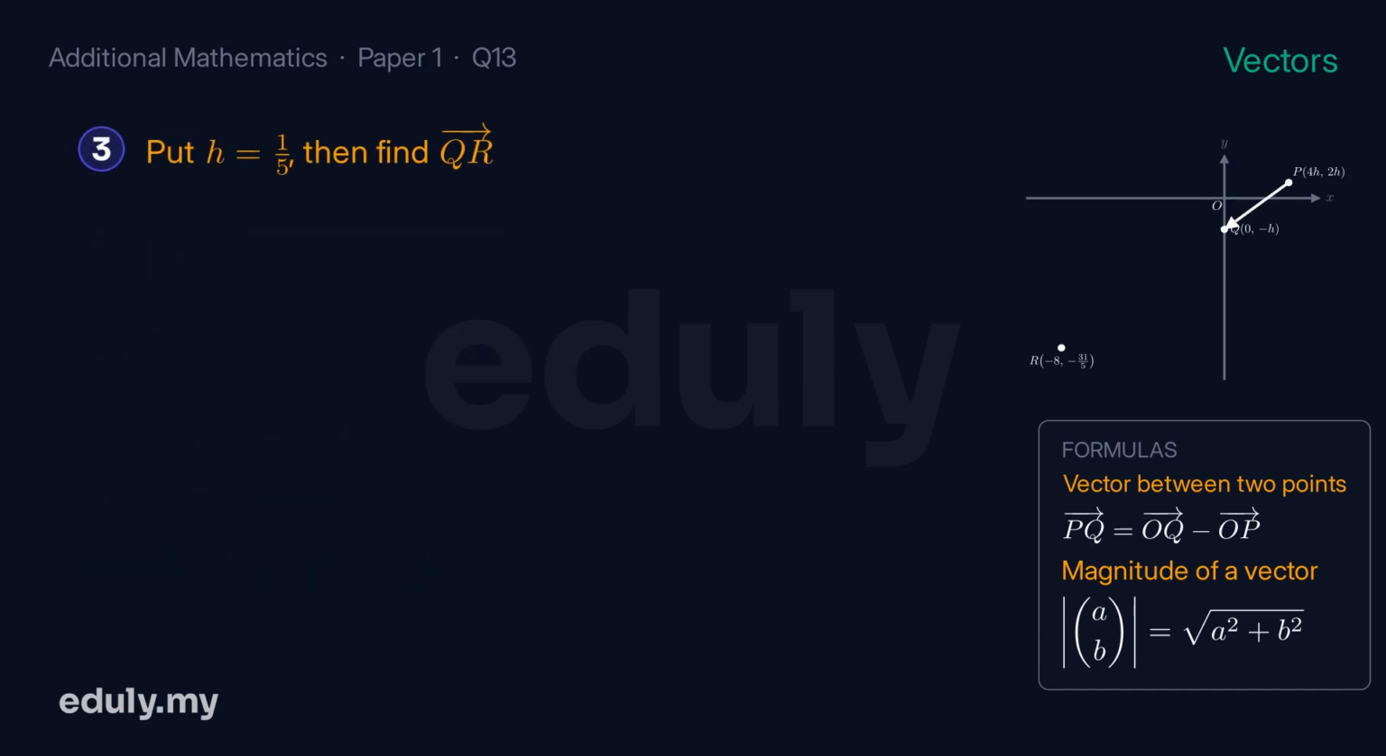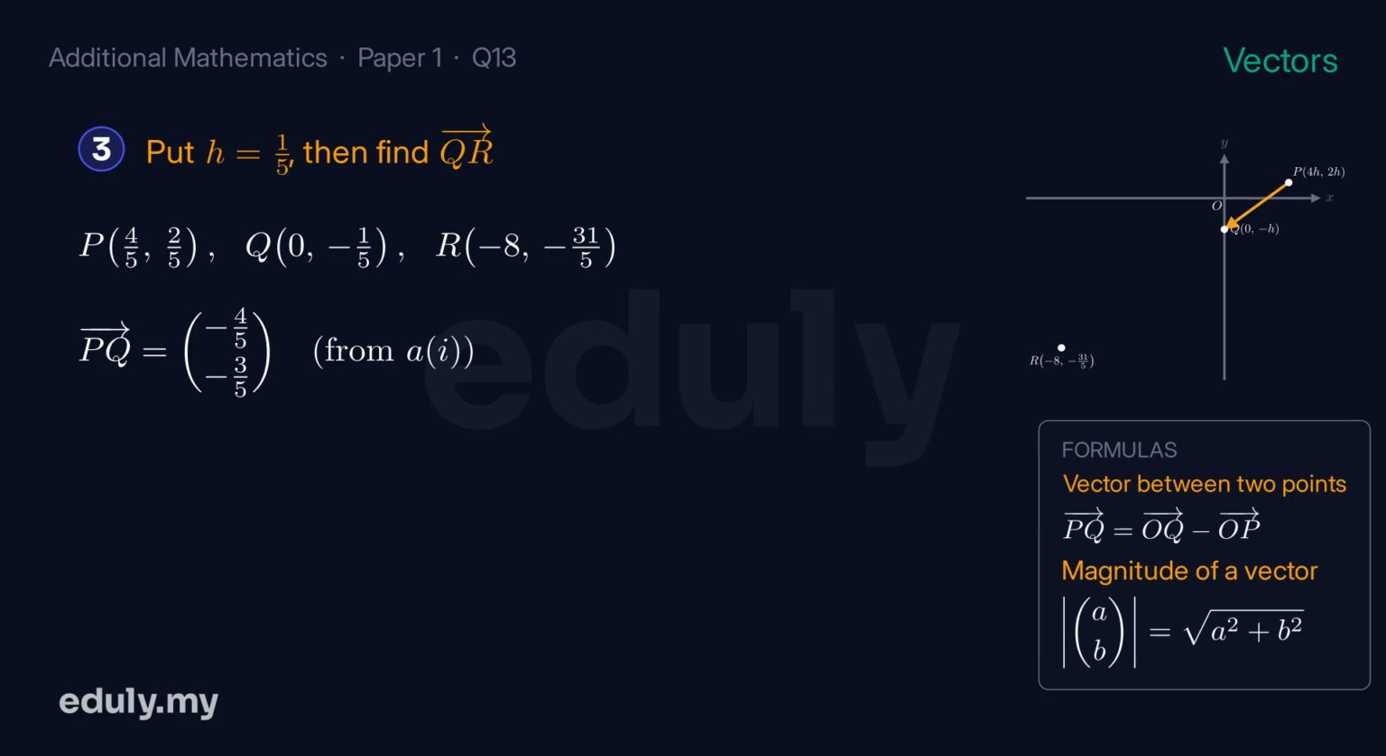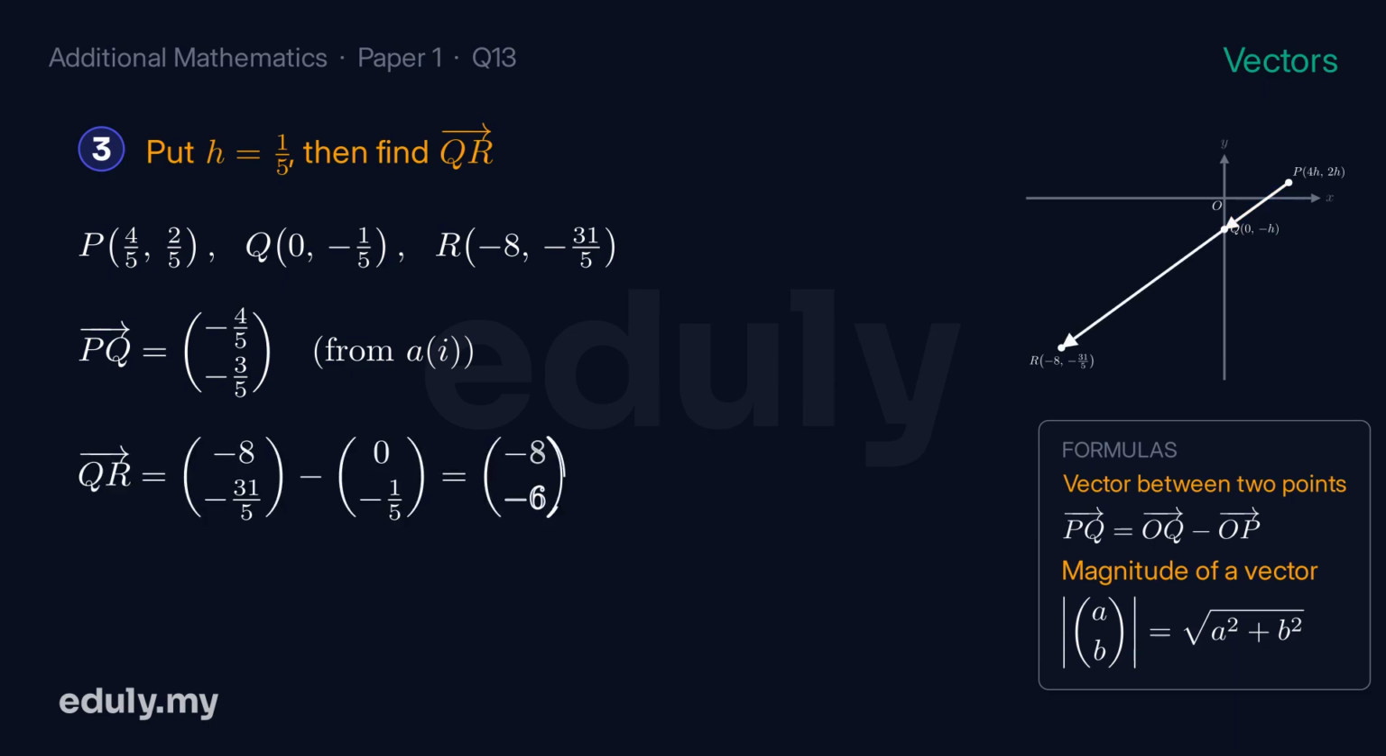Part B. First swap in h equals 1 over 5, so every coordinate is a number. These are the 3 points with h filled in. From part A, PQ is minus 4/5, minus 3/5. Now the vector from Q to R, subtract OQ from OR. That gives minus 8 and minus 6.